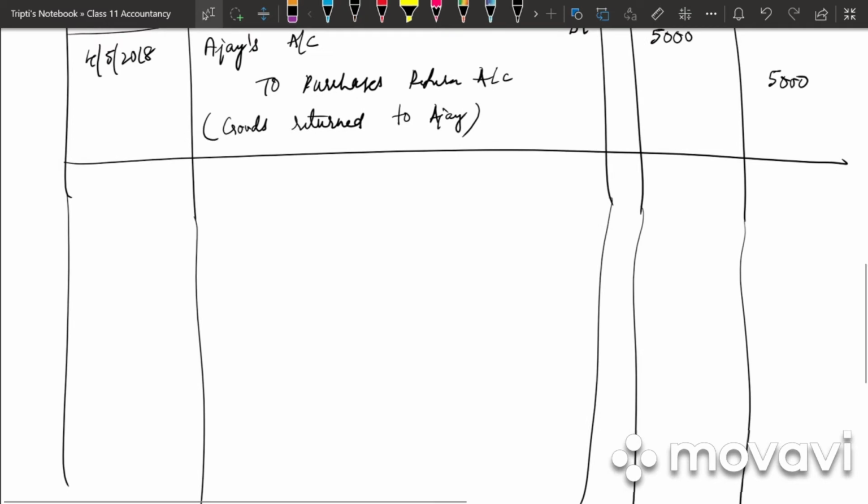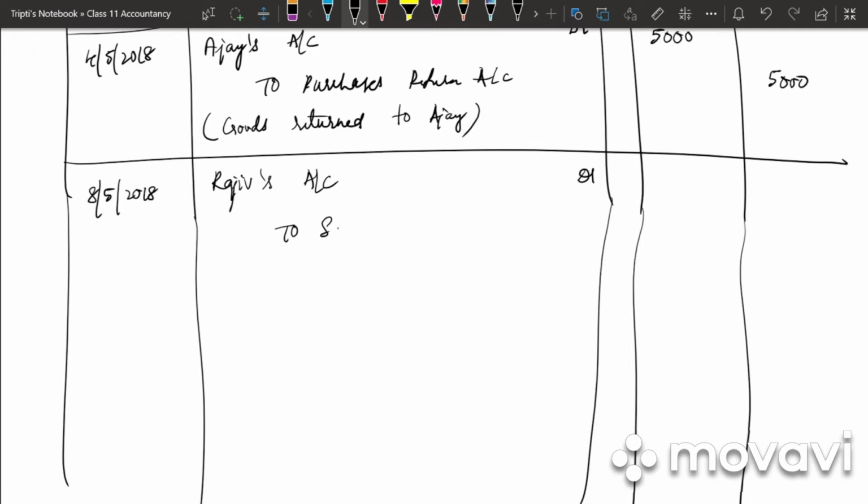Please, while drawing the format, use the scale. Next we have on 8th May 2018, goods sold to Rajiv. So it is Rajiv's account debited. Rajiv is the receiver, to sales account. Sales account is nominal account. It is 40,000 debit, 40,000 credit. What is the narration? Goods sold to Rajiv.